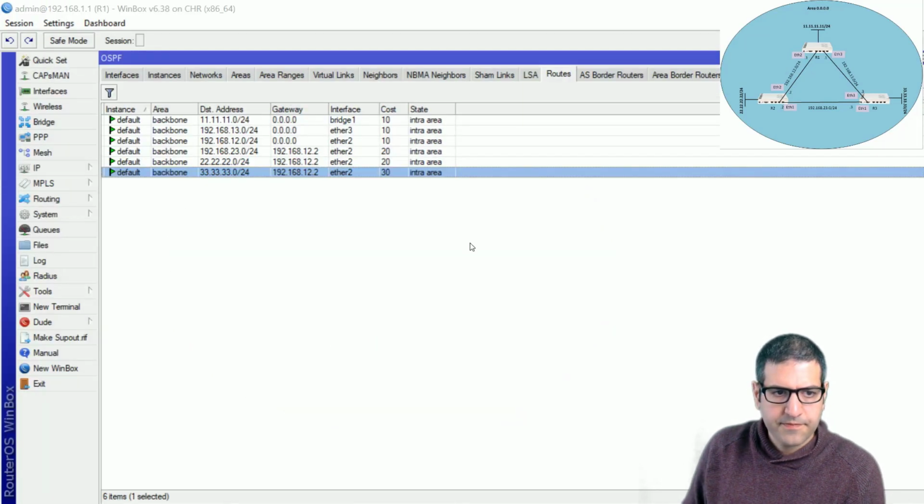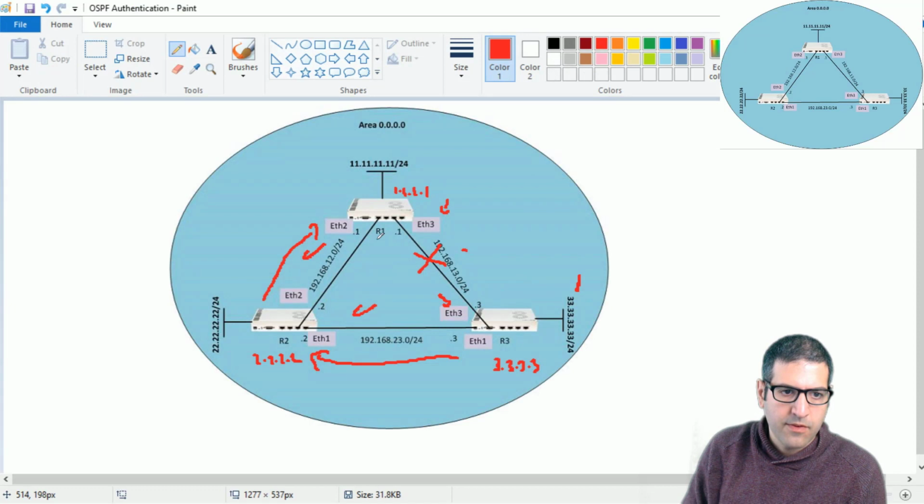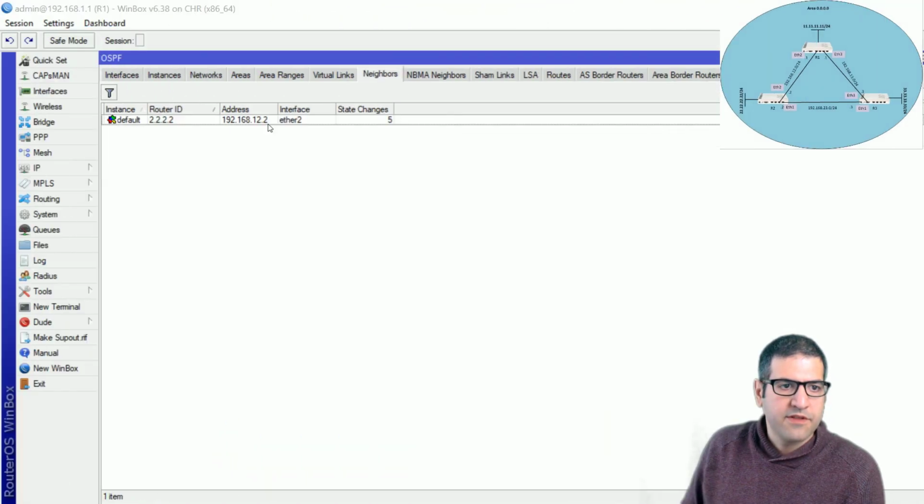And if you look here, you can see this is the network 33. You can see that this is the destination address, and the gateway for router 1 is 192.168.12.2. And if you look at the picture, router 1 is saying, to reach this network, I have to send all my packets to 192.168.12.2. That means to this interface, and that's the gateway for router 1. And that's what is nice in OSPF. It's automatic, while with a static route, if it's gone, then you need to do this work manually by yourself, okay?